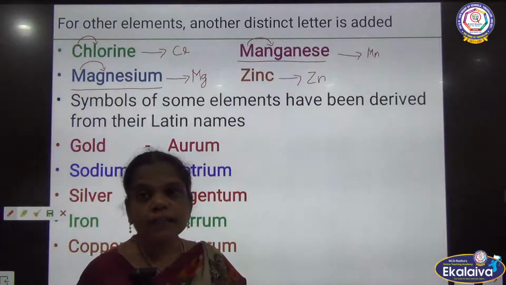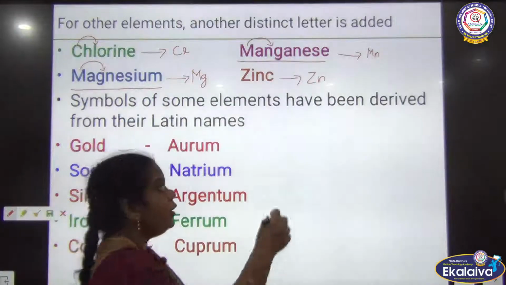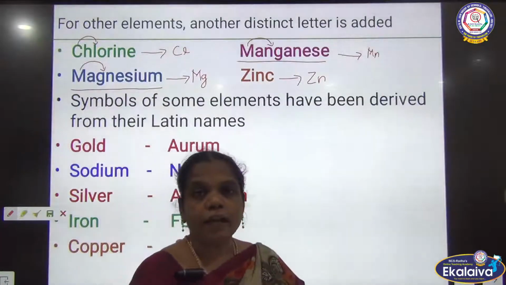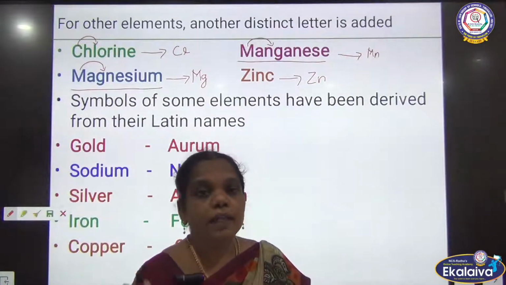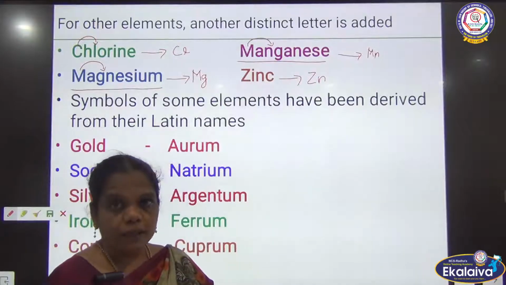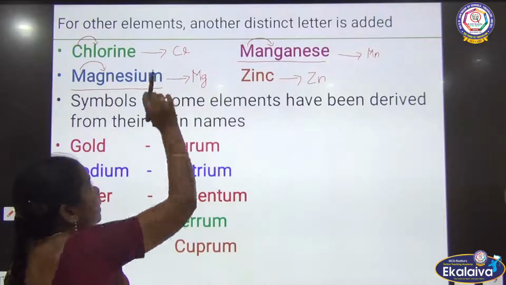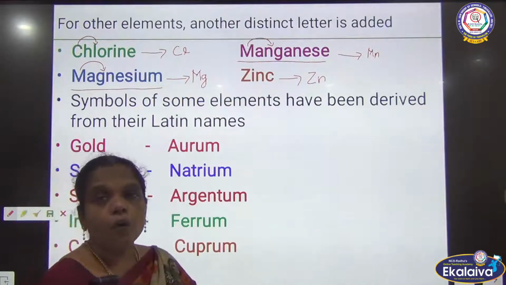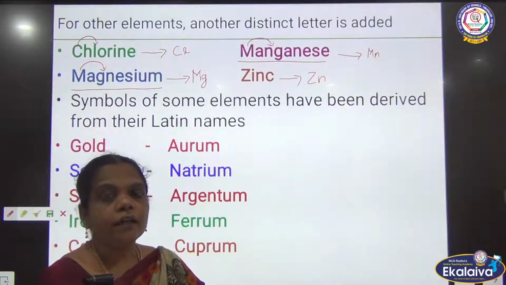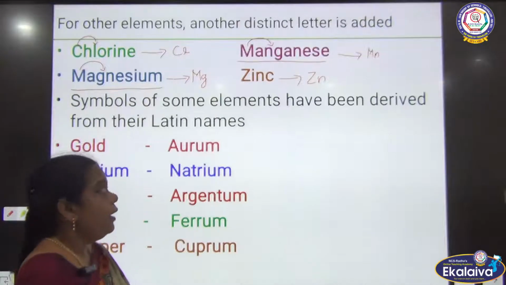Understand? This way you can assign the symbol. Whenever you are looking at Zn, it should be read as what? Zinc. Mn means what? Mn is nothing but manganese. Cl is nothing but chlorine. Mg means magnesium. Like that you can read and assign the symbol for an element.